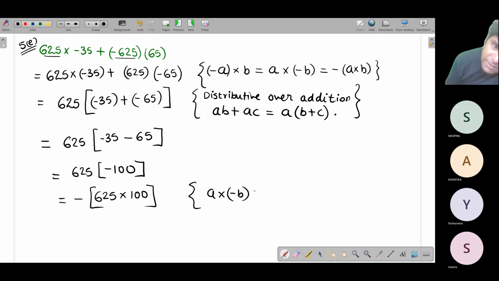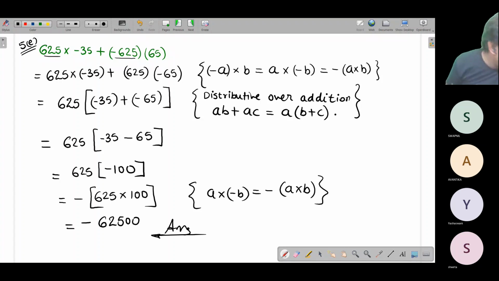Because we know that A cross minus of B can be written as minus sign outside, and inside the bracket we can perform the product operation of A and B. A minus sign is outside and the number becomes 62500. Getting it? Yes, sir. That will be minus 62500. Okay.